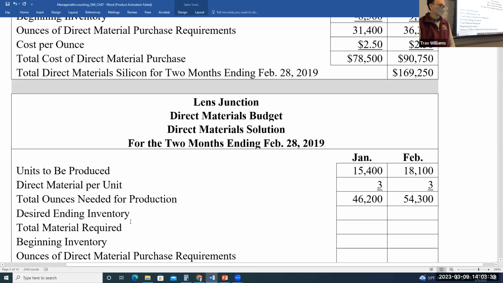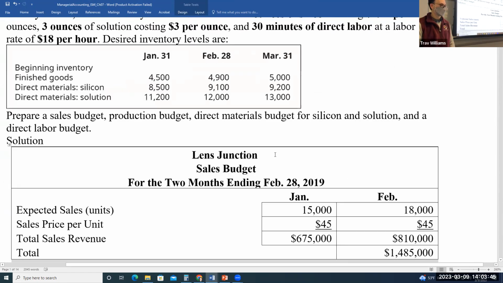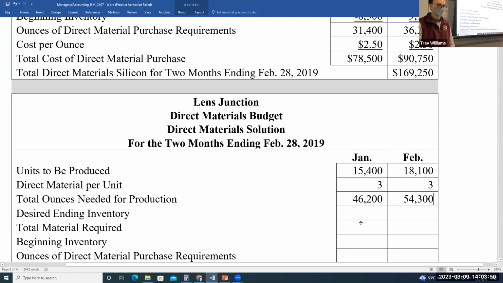Again, we can go up and get our desired ending inventory. That'll be February's beginning and March's beginning. Yeah, 12,000 and 13,000. Very good. All right, and what do we do with that number, Zay? We added. Add, exactly. 8,200. 67,300. Did I do that right?